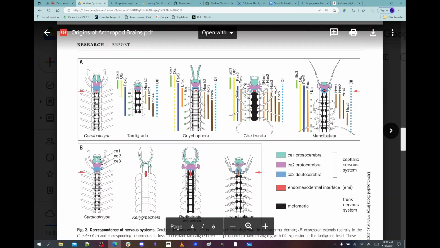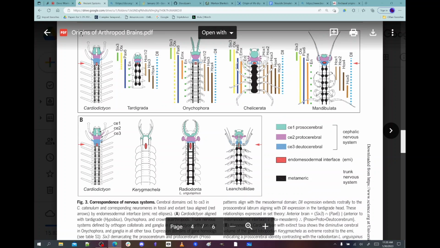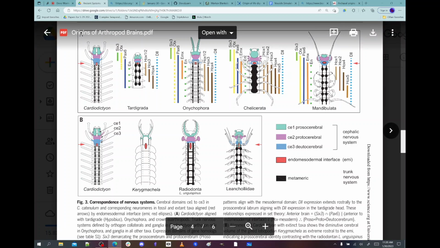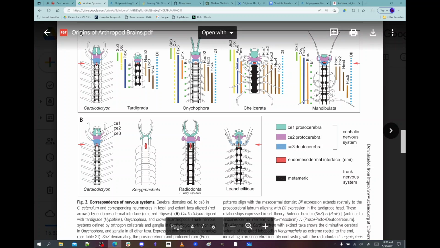And then this shows the correspondence of nervous systems. So this shows the cerebral domains and the corresponding neural mirrors in the fossil to living organisms aligned. So these are your different comparators. You have gene expression spatially restricted here. You see these lines, they show these different genes that are expressed in different parts of the organism.